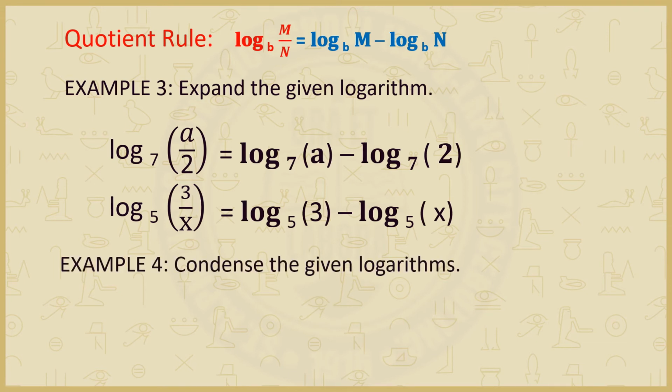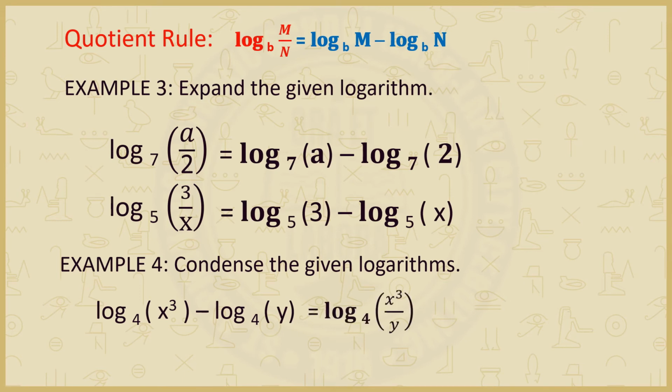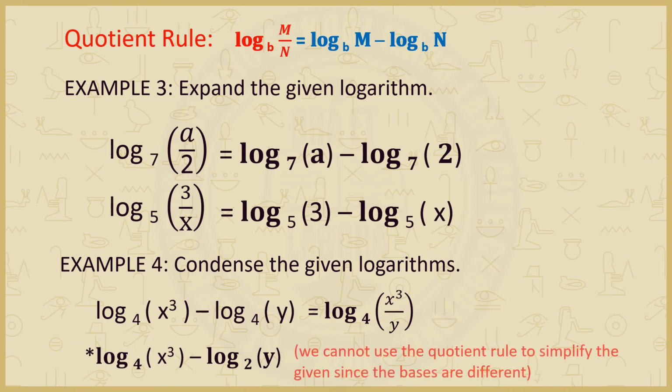For example number 4, condense the given logarithms. If we have the logarithm of x cubed to the base 4 minus the logarithm of y to the base 4, it can be written as the logarithm of x cubed over y to the base 4. The logarithm of x cubed to the base 4 minus the logarithm of y to the base 2, we cannot use the quotient rule here to simplify the given because the bases are different.